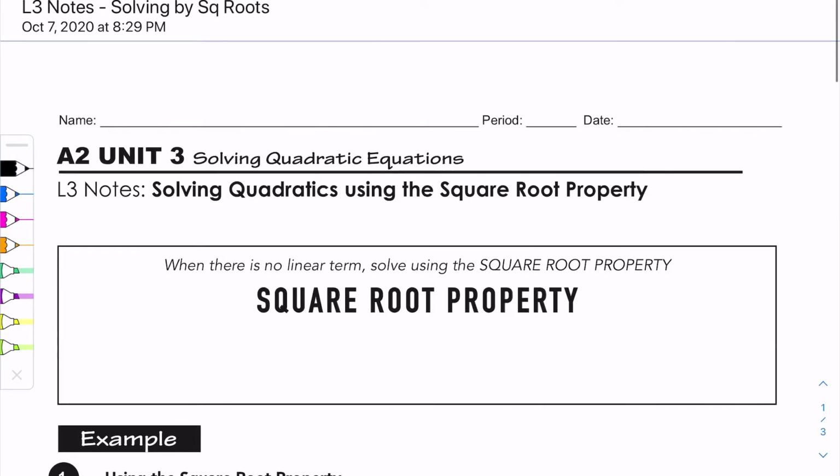Today's lesson is using the second method of solving quadratics, and this method is called solving quadratics using the square root property.